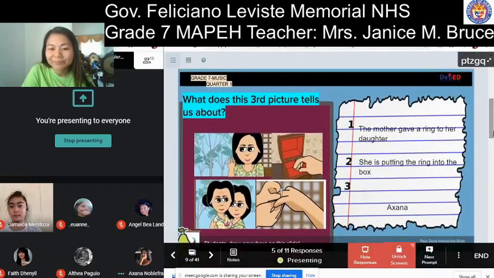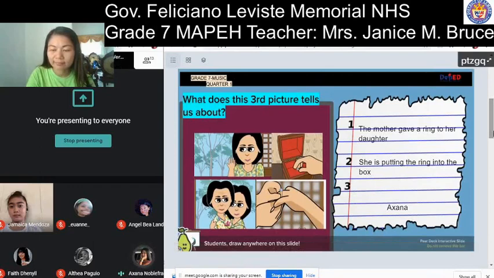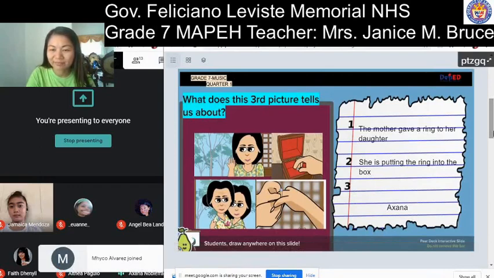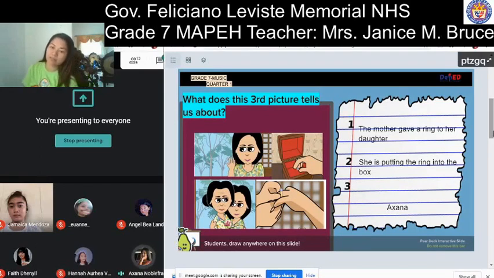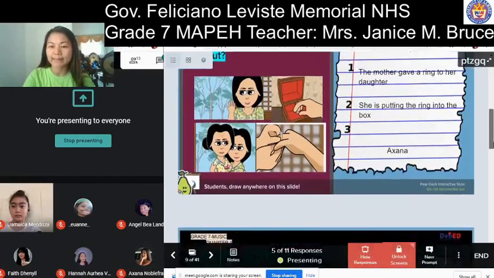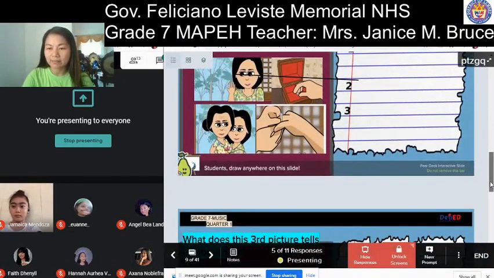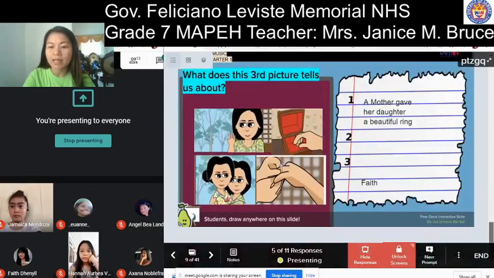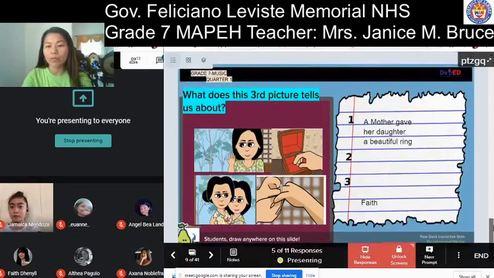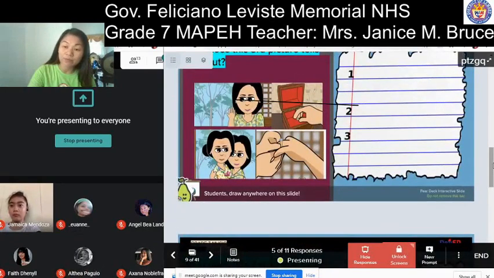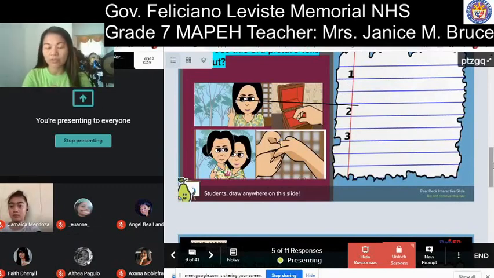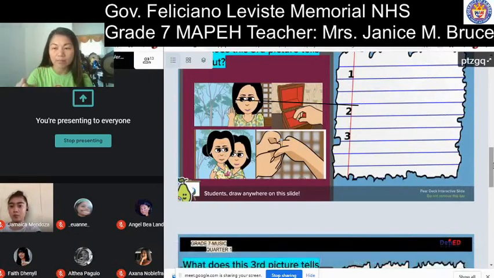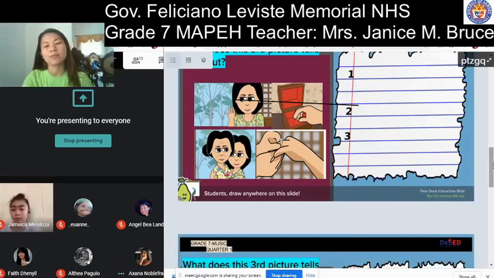Aksana. Ma'am, the picture shows us that the mother gave a ring to her daughter and she is putting the ring into the box. Okay, the same with Yuan. And everybody else? Chris Bell, a mother giving her daughter a ring. And the same with Faith. So everyone has the same answer. All right, so now let's figure out what this picture reminds us of in relation to the first 2 pictures.